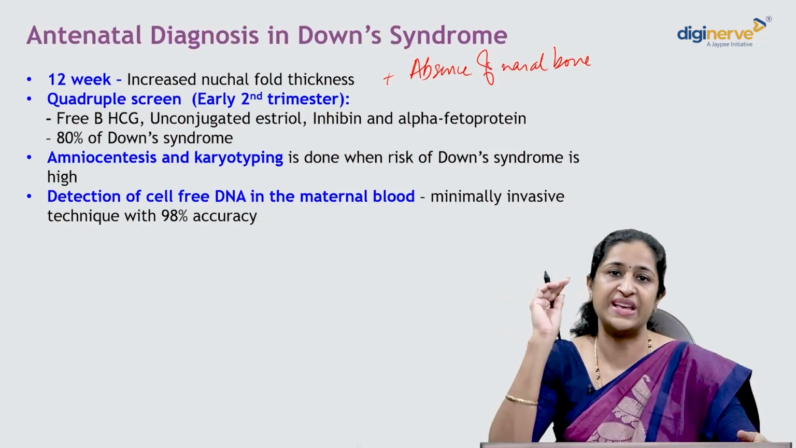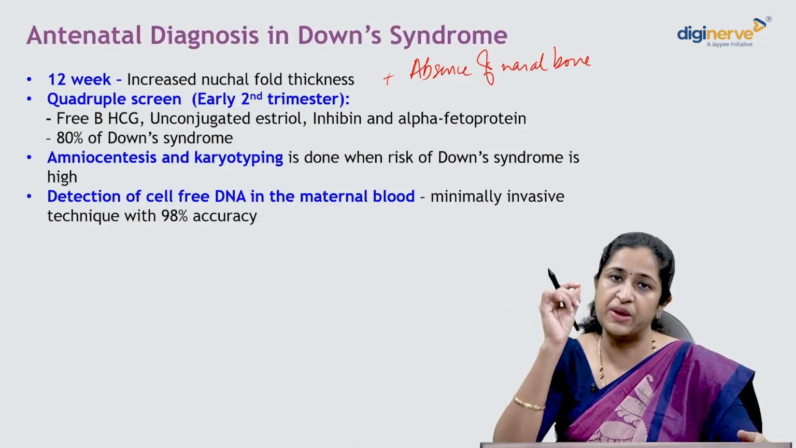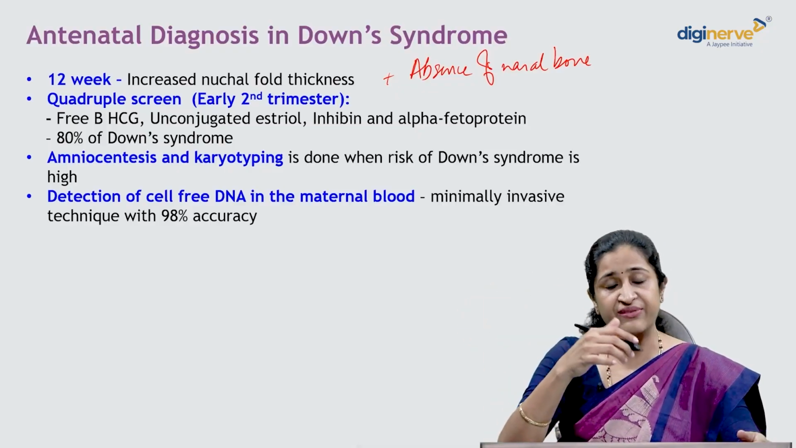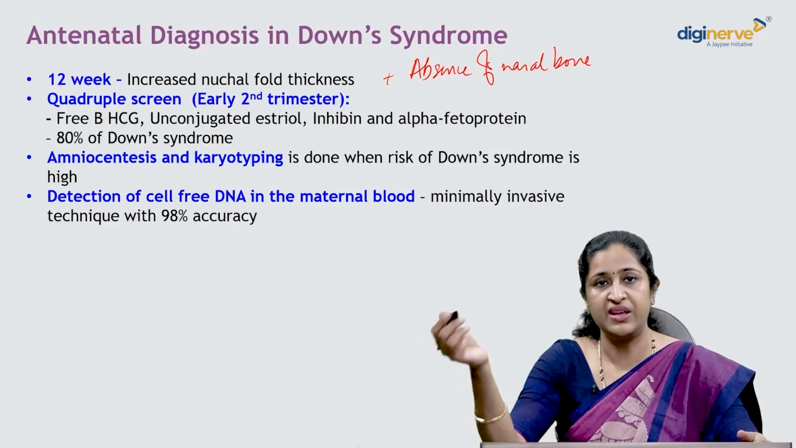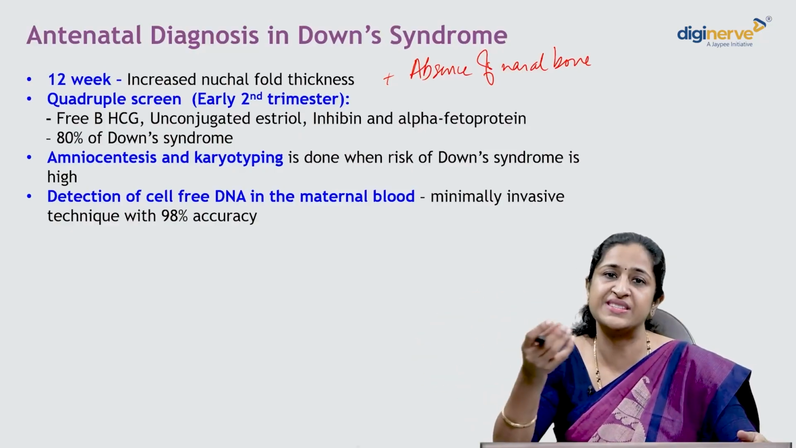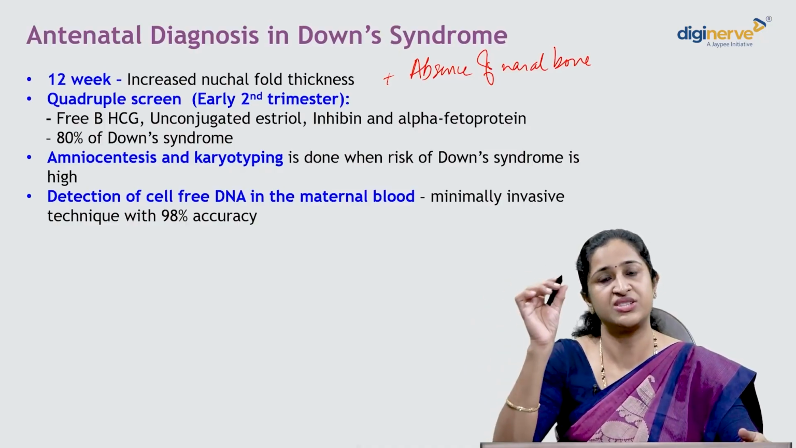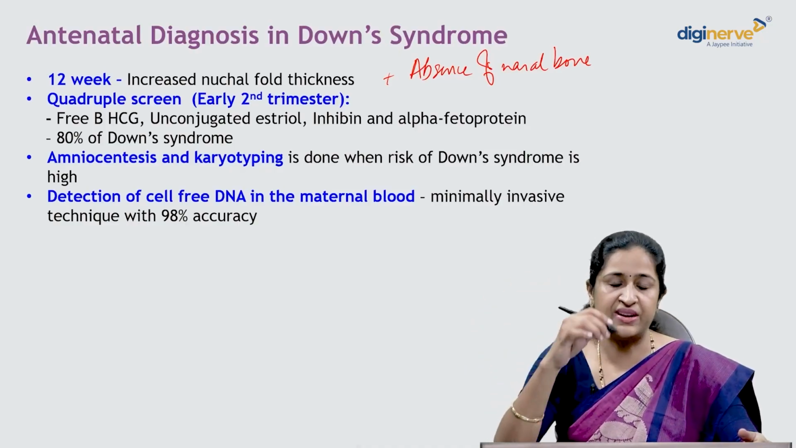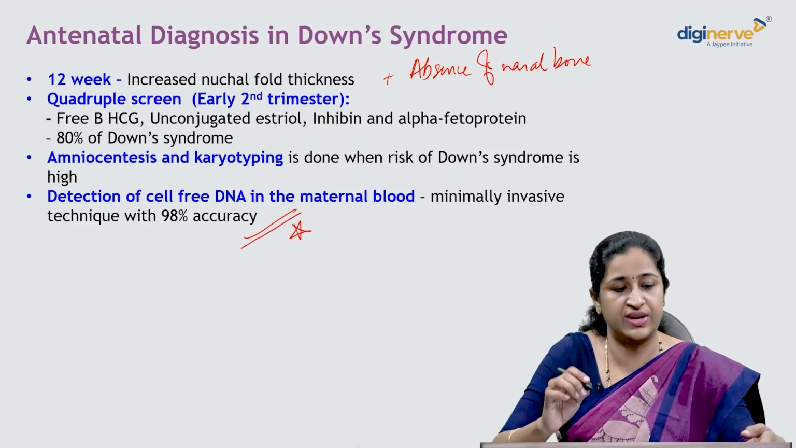Nowadays, before doing something as invasive as amniocentesis, which can also cause loss of pregnancy because of the procedure, we do something called detection of cell-free DNA in the maternal blood. This is the presence of fetal cells roaming in the maternal blood. This is not invasive, does not risk the fetus, and has 98% accuracy. So this is what is followed nowadays.